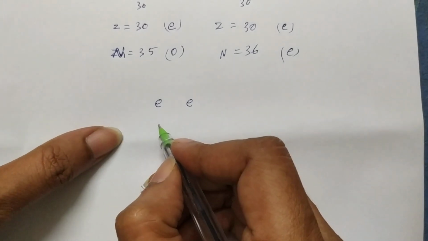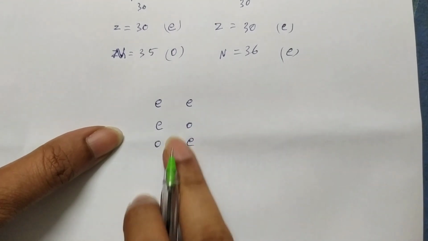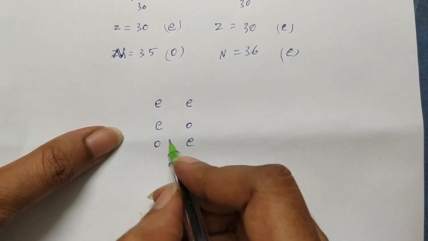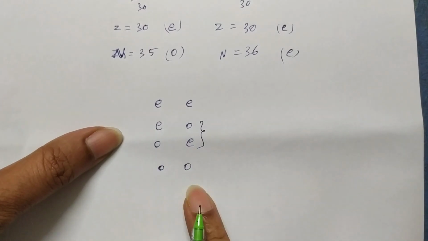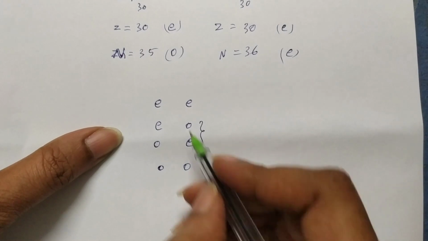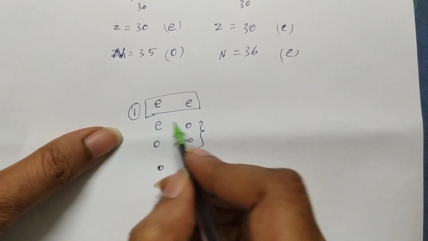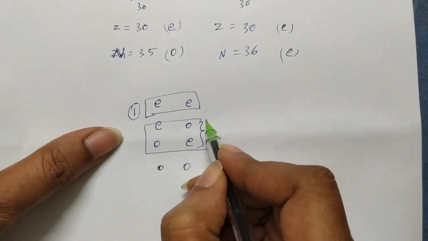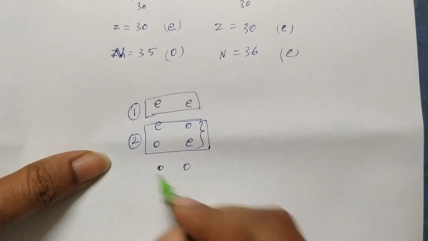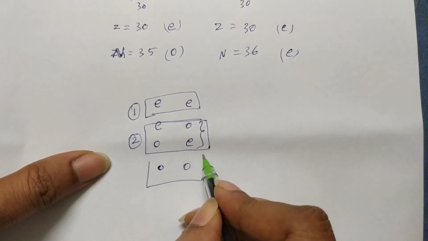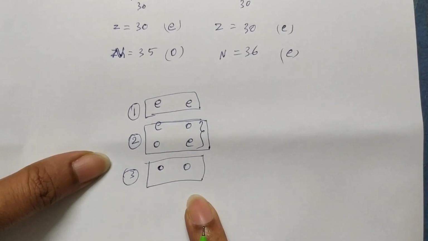And after that, either one is even and the other odd, or odd and even; both are similar types. These two are similar. And after that, odd and odd has less stability when compared to these. This is the order. First, even and even is the most stable. Then these two, where any one is odd and any one is even, have less stability. And the third, where both are odd, has less stability when compared to these two cases.